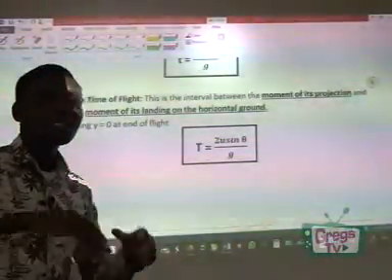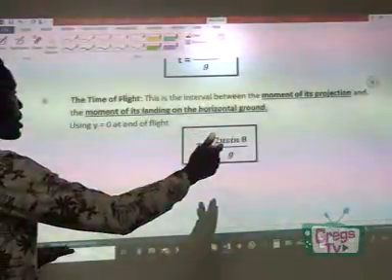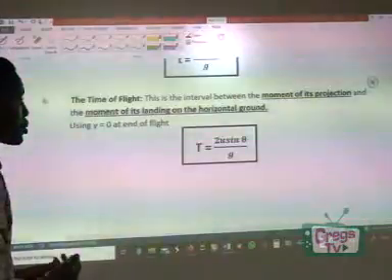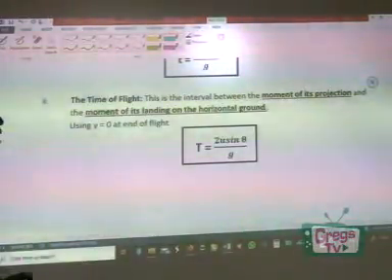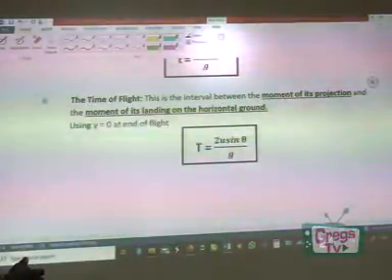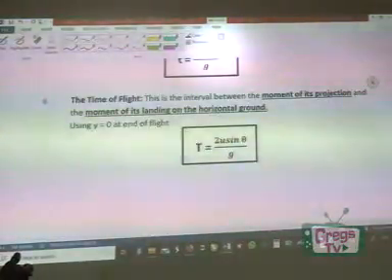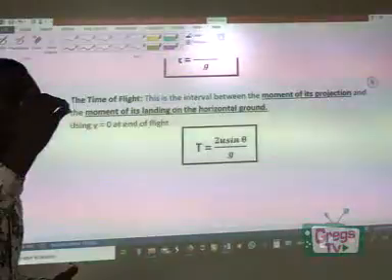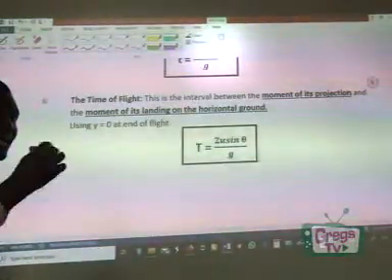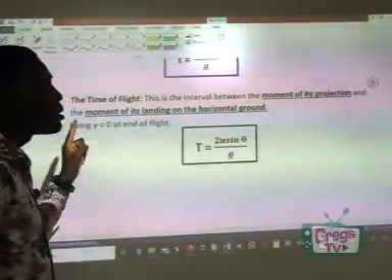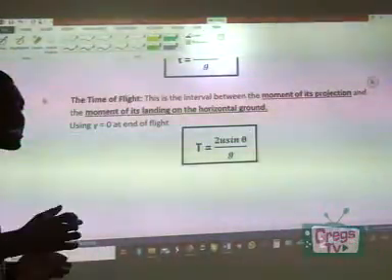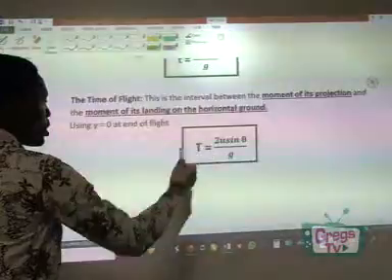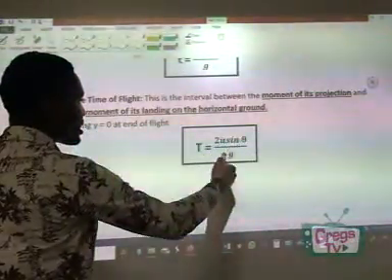Time of flight simply means the total time taken from the point of projection to the point at which the body lands on the horizontal ground. And something is happening here. Your vertical distance, which is your y, will be 0 at the end of flight. That means the moment it touches the ground after it has been projected, that vertical distance must be 0. And the formula for time of flight is usually 2u sine theta over g.